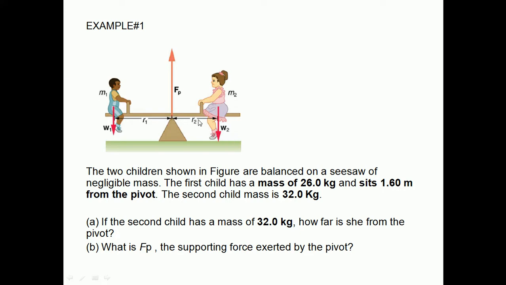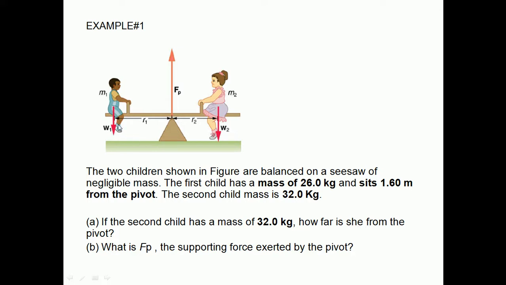Then we need to find out the sum of the values in this one. Because the seesaw is on a hinge, there will be a force applied on this one, and then the weight of the two is going in the downward direction, and this is the force to support the particular seesaw. So what we will be calculating here, if the second child has a mass of 32 kg, as we mentioned over here, is how far the child is sitting from the pivot.